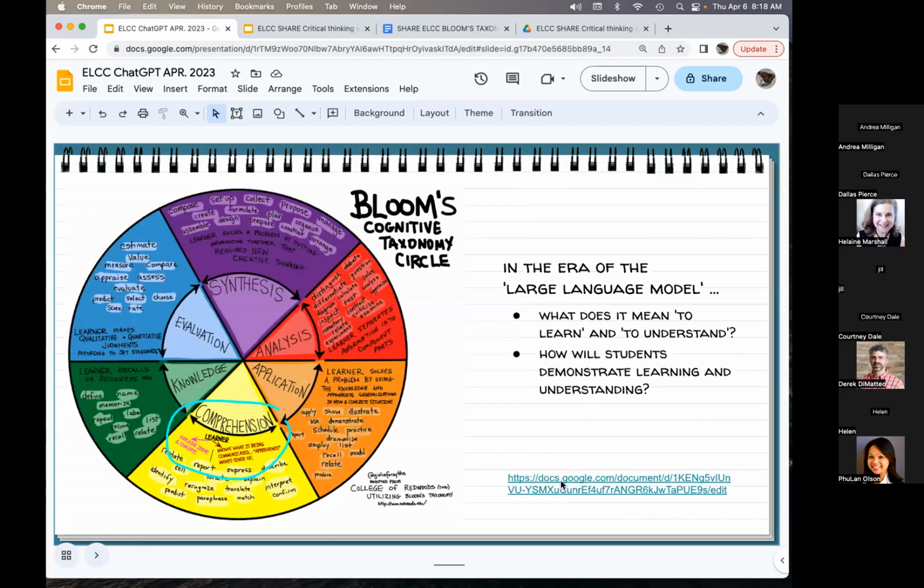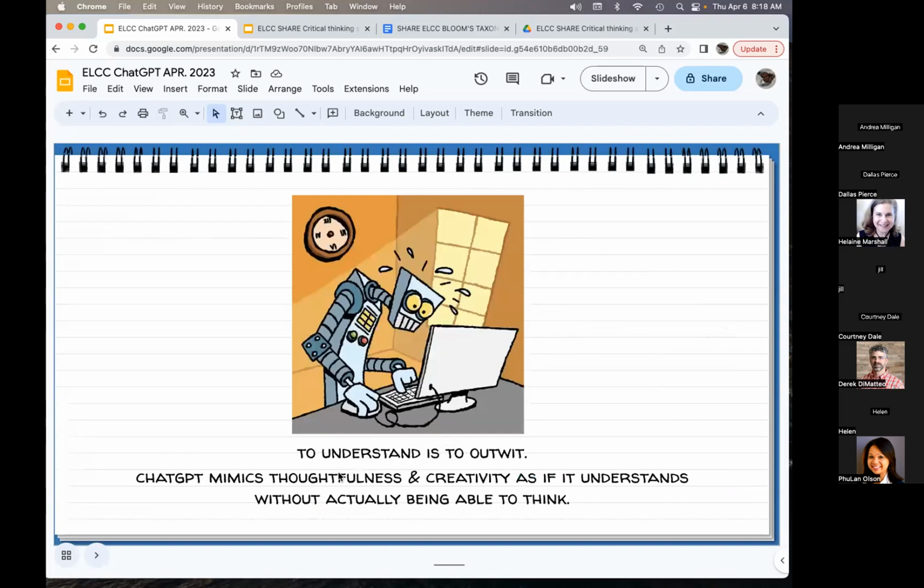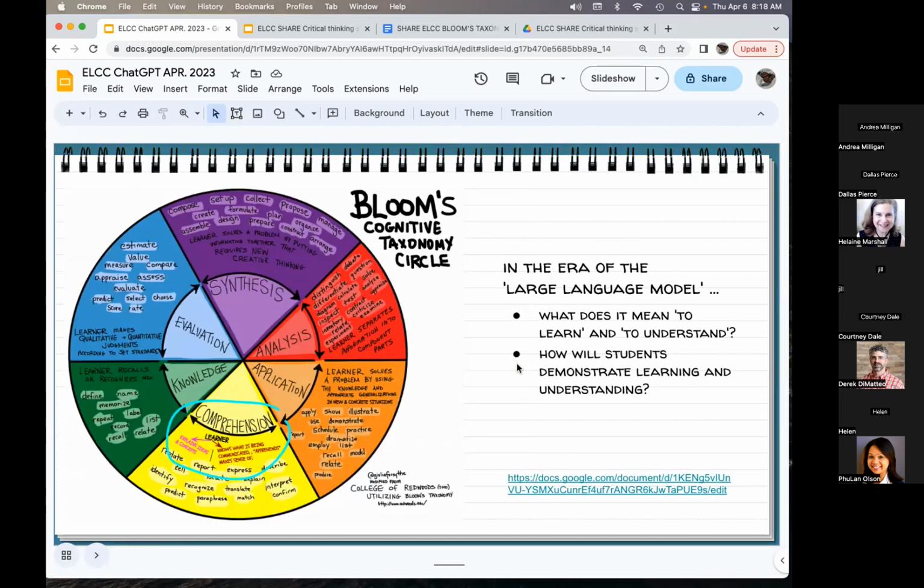All right, so what we're going to do next is, because ChatGPT is not something that we can avoid, I think what we have to do is go back to Bloom's taxonomy and think to ourselves, what does it really mean to learn and understand? ChatGPT mimics learning, it mimics understanding, and those words are often used in the context of the machine learns, it understands, it can converse. What does it really mean to learn and understand? And how are students going to be able to demonstrate learning and understanding?